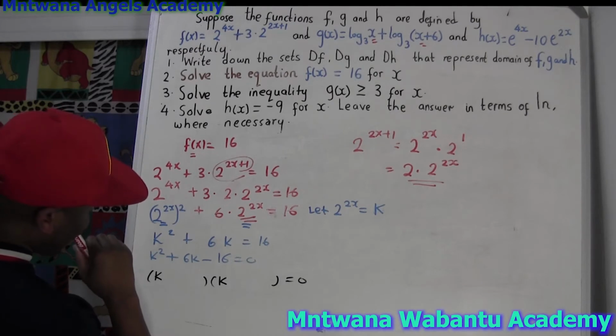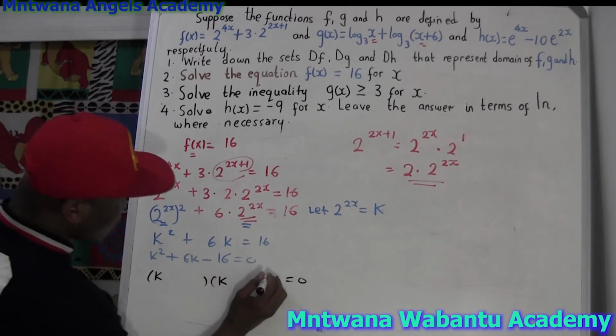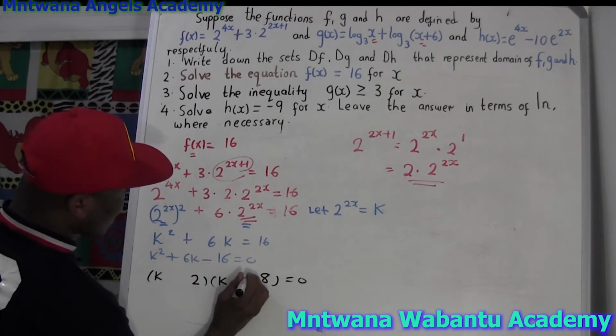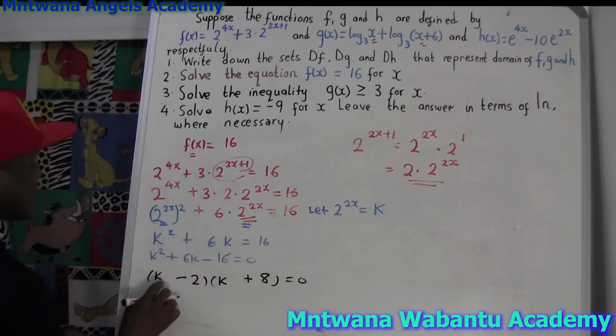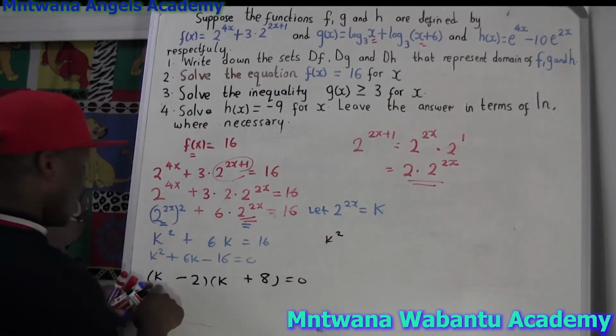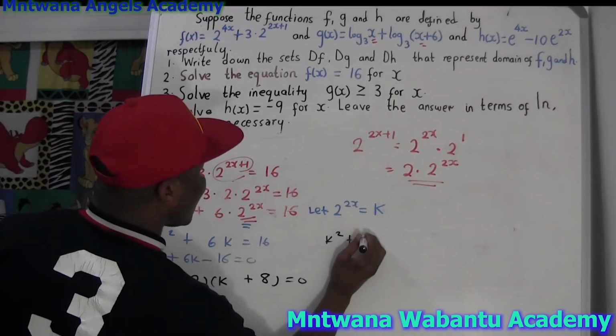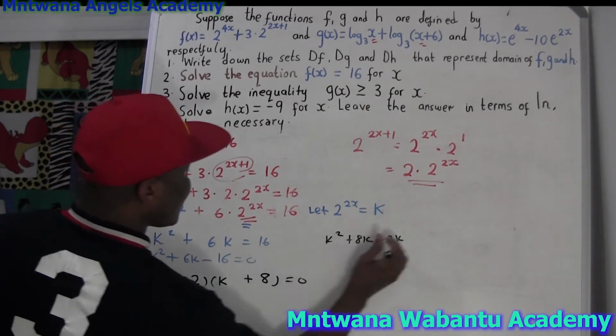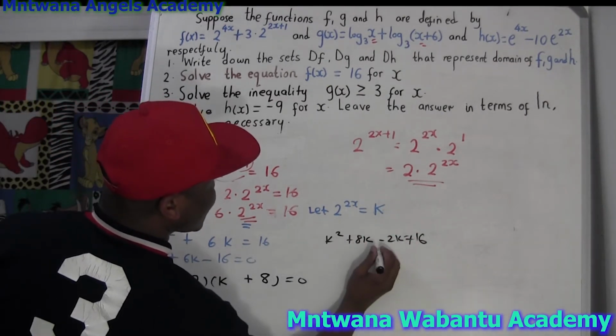8 and 2. Yeah, 8 and 2. So this is going to be 8 and this is going to be 2, but the middle number is positive, so this is going to be positive on the bigger one, and this is going to be negative. Let's see. k times k, k squared, k times 8 plus 8k, negative 2 times k, 2k, and this is plus 16, and this is going to be 6k.